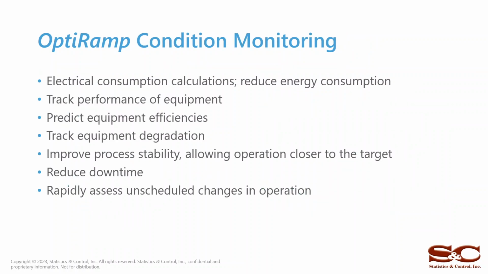So here, this is just kind of a little bit of different aspects for OptiRamp condition monitoring, and this is what some people have done. They've done a lot of electrical consumption calculations, a lot of reduced energy consumption. The whole idea is to track the performance of the equipment, predict equipment efficiencies, let operators know, yes, this pump is running much better than this other pump. Okay, why isn't this pump running quite as well? Track equipment degradation. Instead of getting an emergency shutdown on a compressor, they're able to see, hey, this compressor is actually running not quite as efficiently, so let's go ahead and shut it down, get it maintained, and then bring it back up.